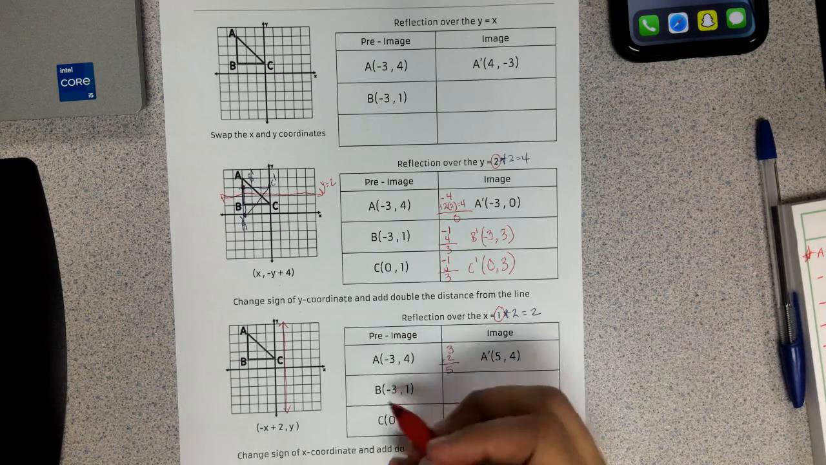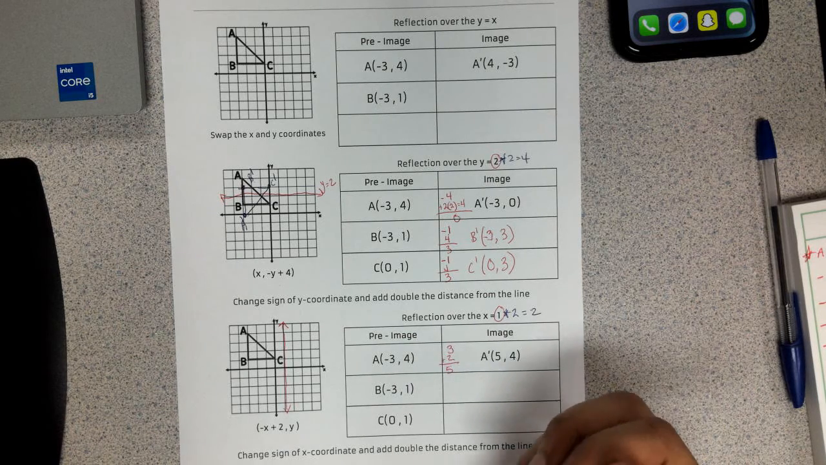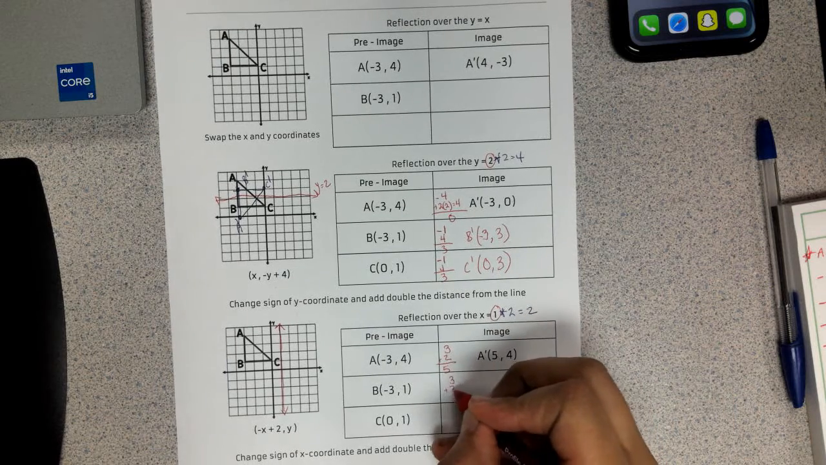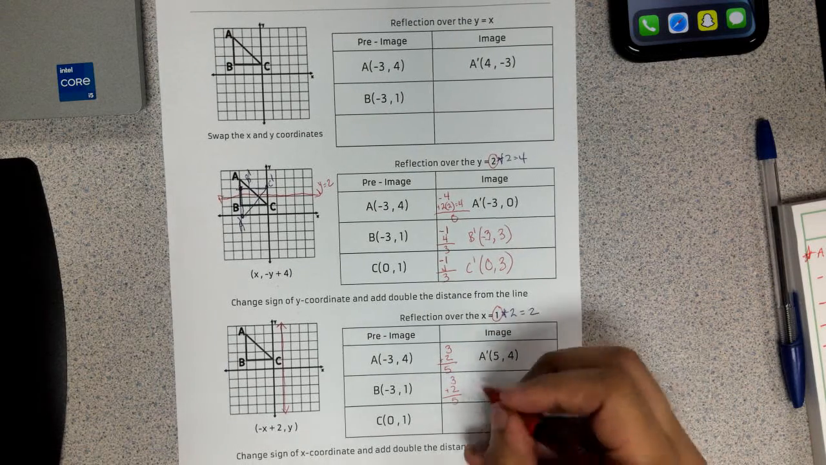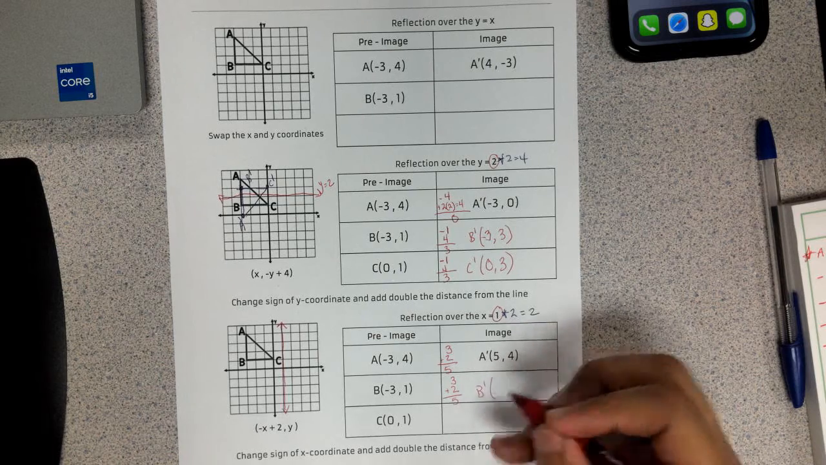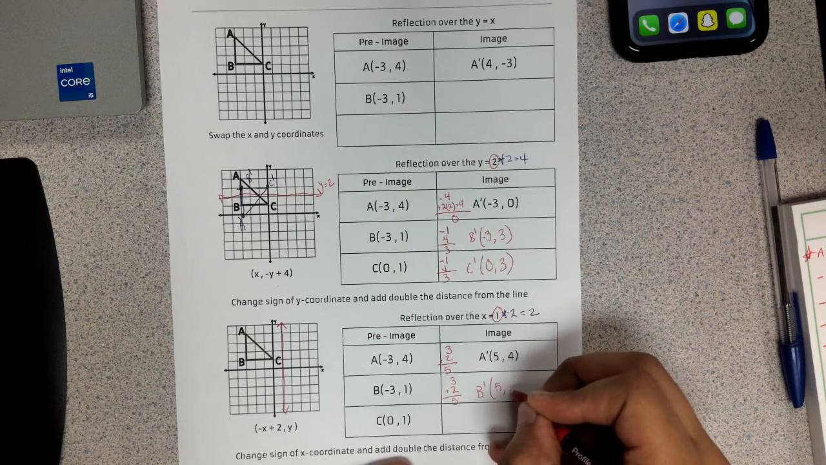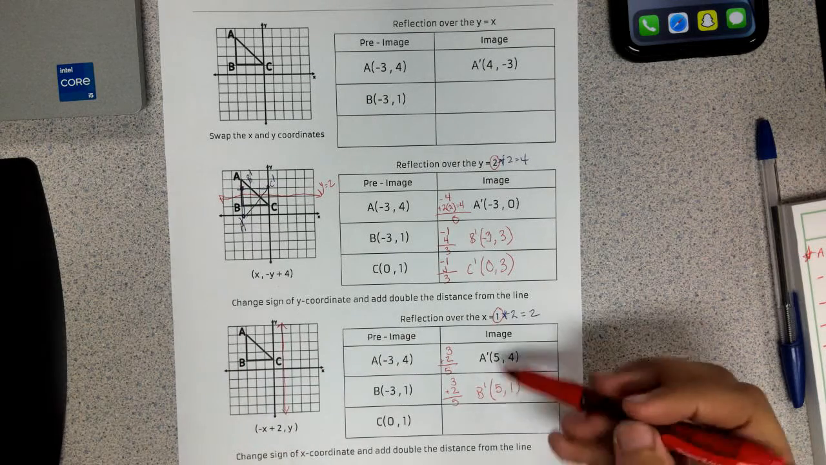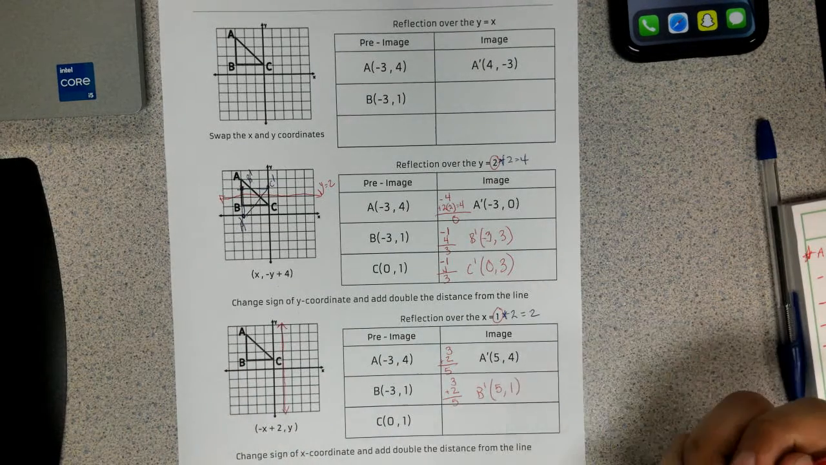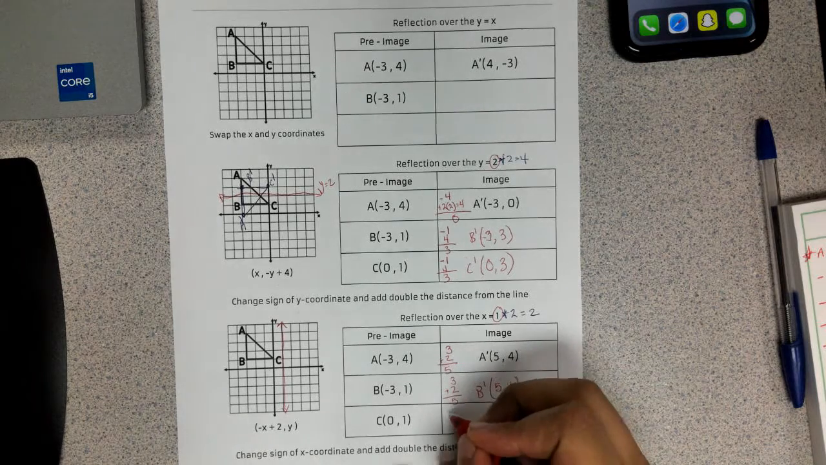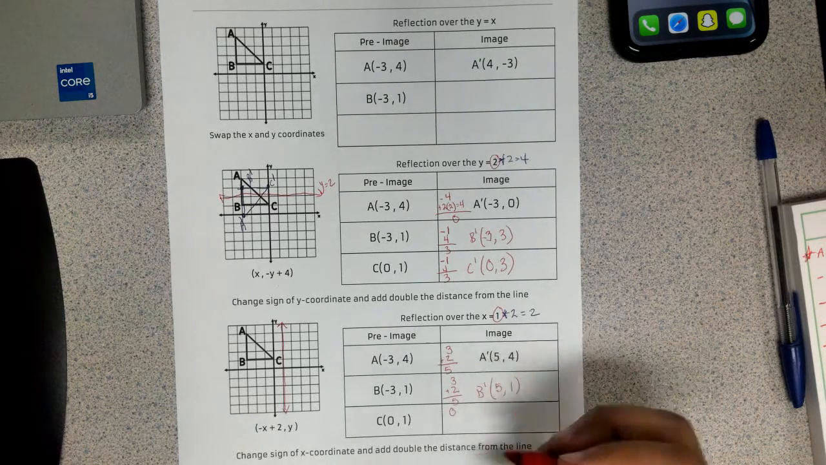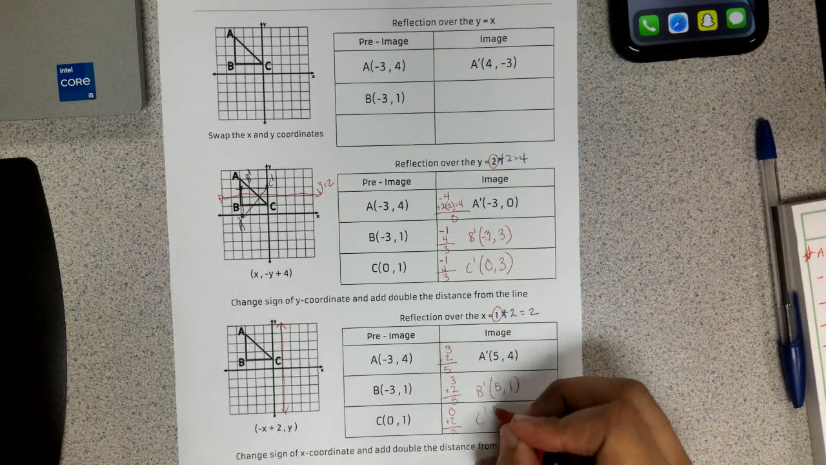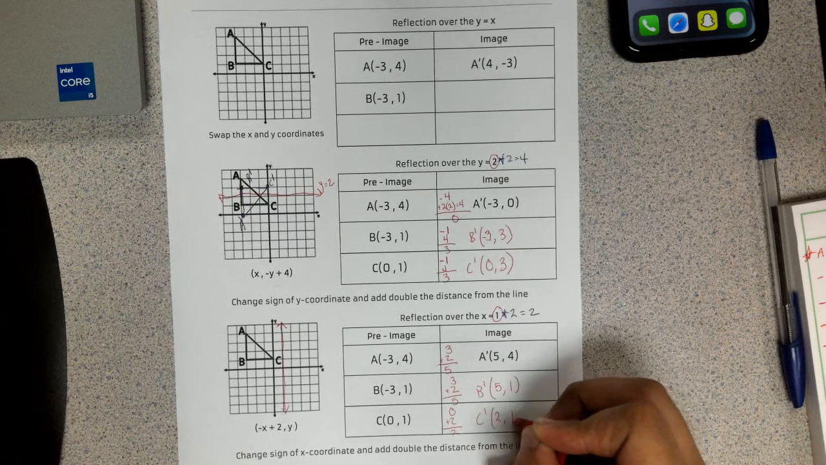Let's do it for B. My current x is -3, so I change the sign to +3. I'm going to add 2, and so it is also 5. So B prime should be at 5, 1. And that makes sense because it's in line with A, and so it should have the same x value as A prime. C prime, well, luckily I don't have to worry about the sign because it's 0, but I add 2 and I get 2. So C prime should be at 2, 1.